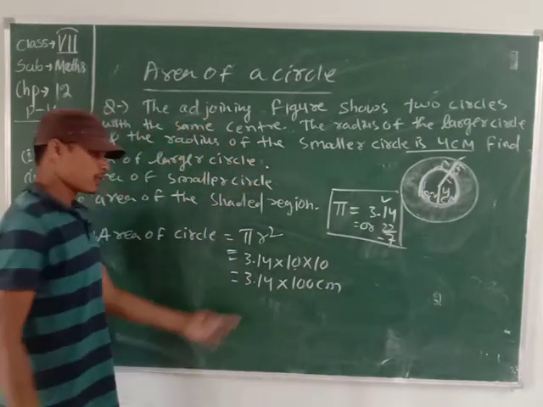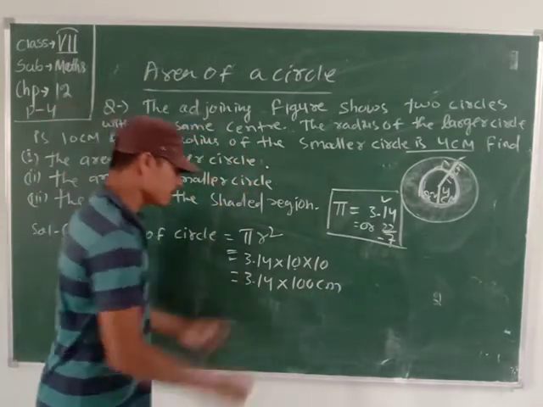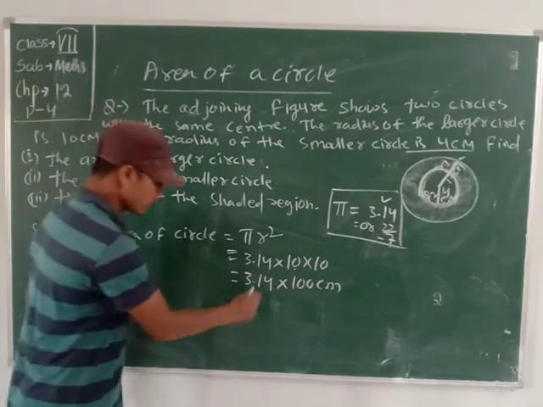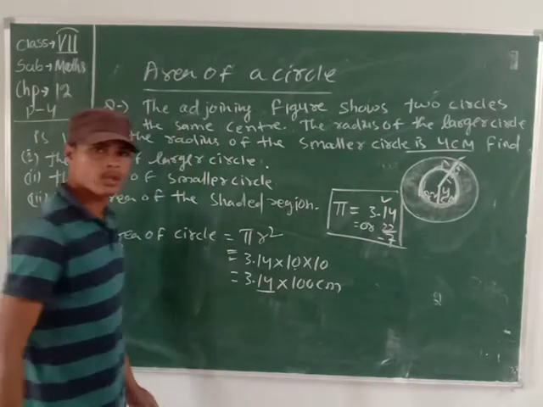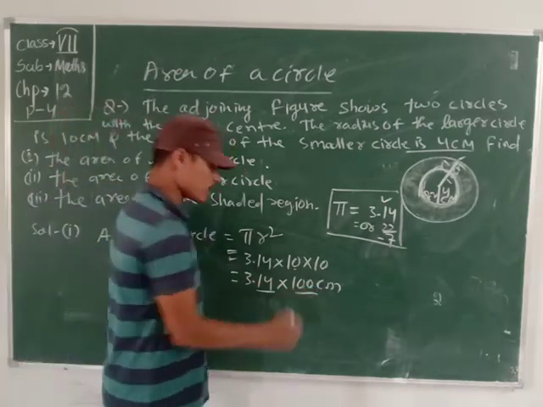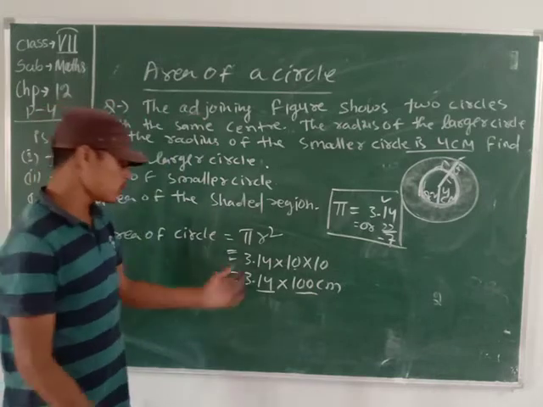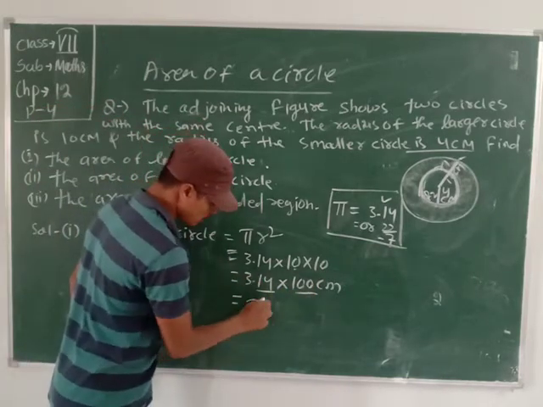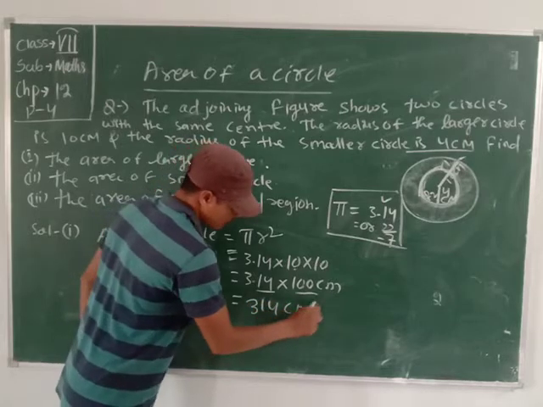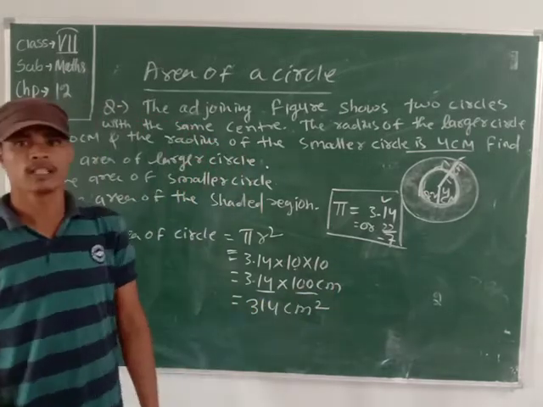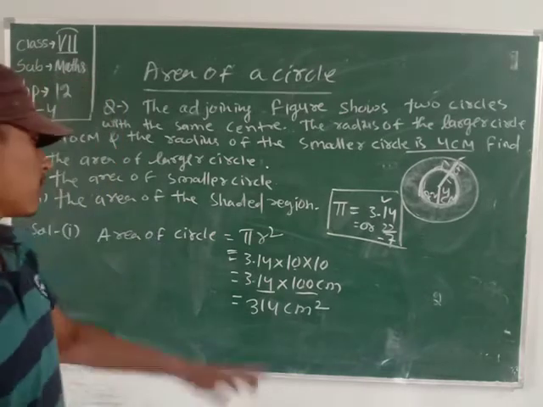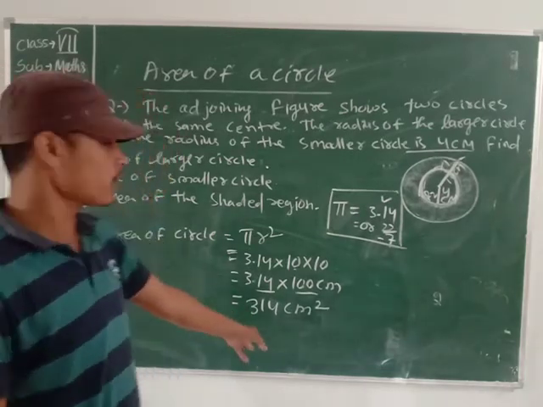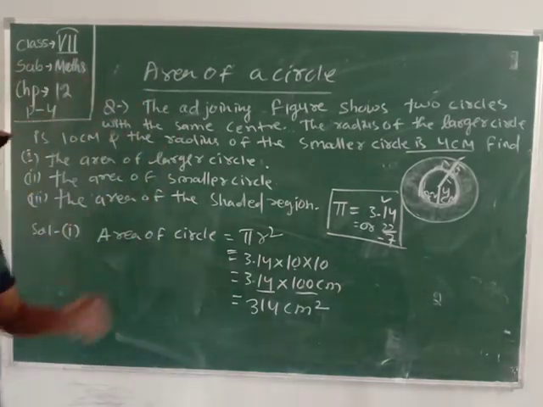So we multiply, and after the decimal, how many numbers are there? Two numbers are there, and there are 2 zeros. That means the answer should be converted to 2 decimals. So 314 centimeter square. Then the area of the larger circle is 314 centimeter square. Now we find the area of the smaller circle.